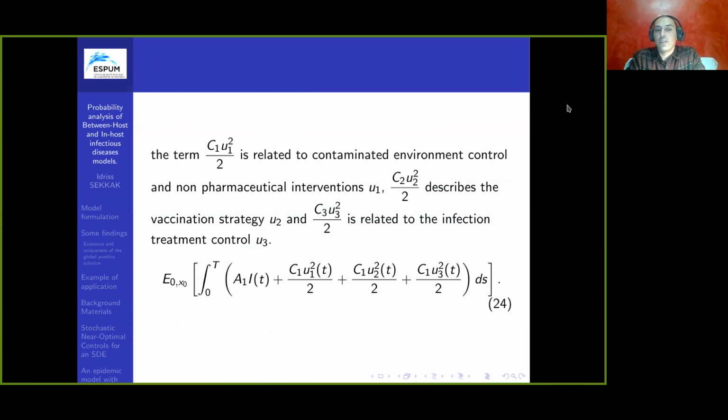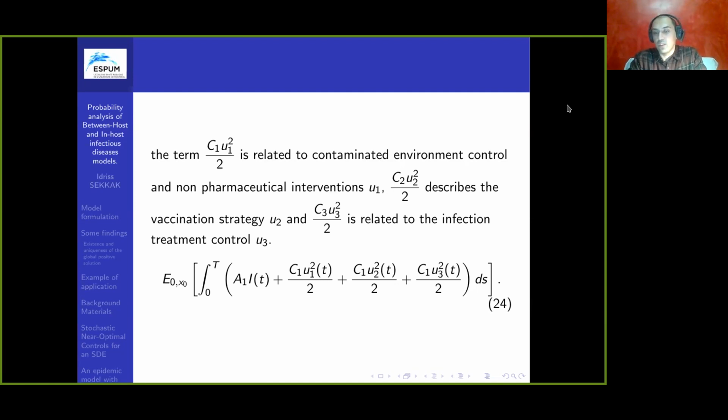By including the three kinds of controls, U1 is related to the contaminated environment control. U2 is the non-pharmaceutical interventions. U3 is the vaccination strategy, which goes from the susceptible to the recovered compartment. And the treatment control goes from the infected compartment into the recovered compartment.